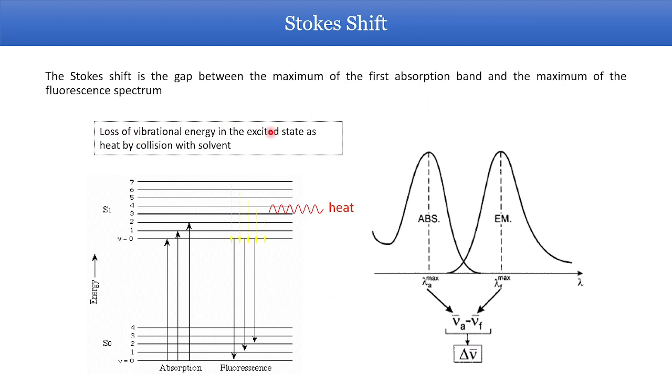So loss of vibrational energy in the excited state is as heat of collision with the solvent. So any energy level the electrons are in, it will come down to the V0 or the ground state of that particular level, and that loss of energy in the excited state is by the collision with the solvent.